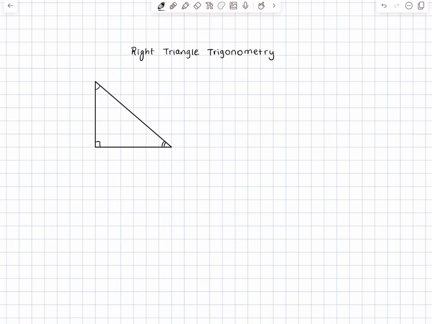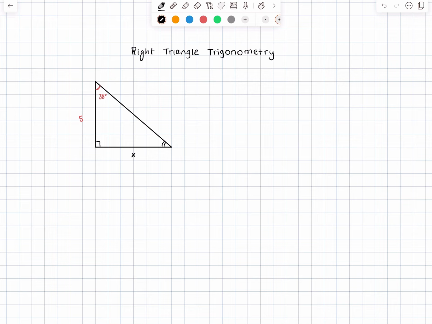Hey guys, in this video we're going to talk about right triangle trigonometry. So we have this right triangle here, and let's say we're given this top angle and this side length. Let's say this angle was 38 degrees and this side length was maybe 5 units, and we're asked to find this side length over here.